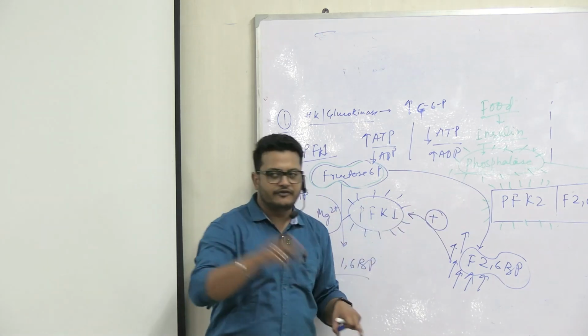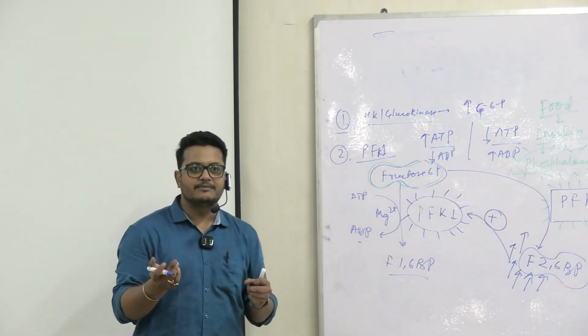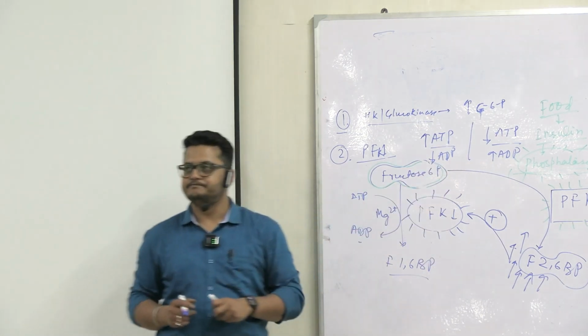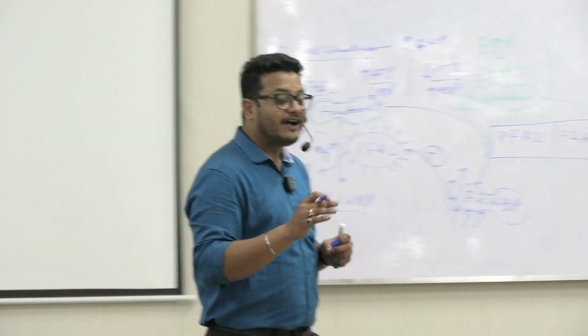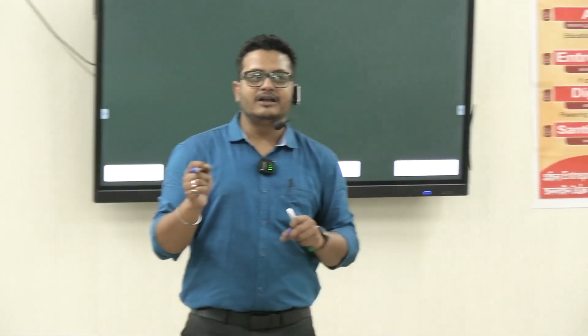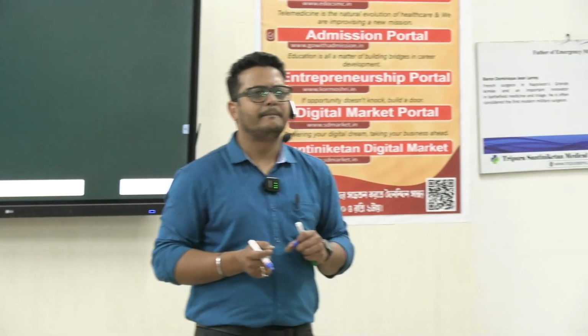Now you tell me, all of you are going to say positive allosteric effector. Positive effector means it is going to activate PFK1. Out of these two, which one? Which ratio? Now for this, you have to think, you have to be smart. Think about glycolysis is occurring for what? What is the need of glycolysis in the cell?